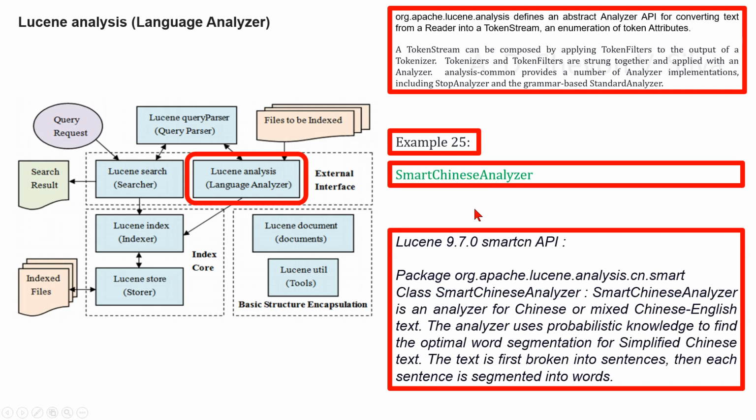Now we are considering the Lucene 9.7.0 SmartCN API. Analyzer for Simplified Chinese, which indexes words. The class SmartChineseAnalyzer in package org.apache.lucene.analysis.cn.smart is an analyzer for Chinese or mixed Chinese-English text. The analyzer uses probabilistic knowledge to find the optimal word segmentation for Simplified Chinese text. The text is first broken into sentences, then each sentence is segmented into words.